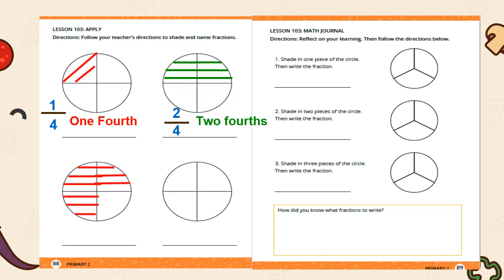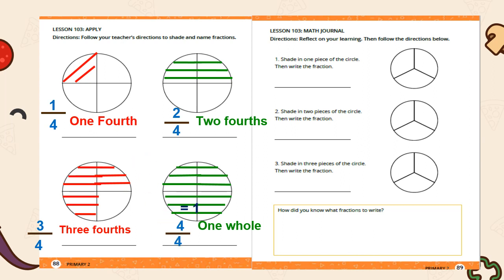Now we have 3 colored parts over 4 parts. So the fraction is 3/4. In the last circle, we have 4 colored parts over 4 total parts. So we have one whole, one complete circle.